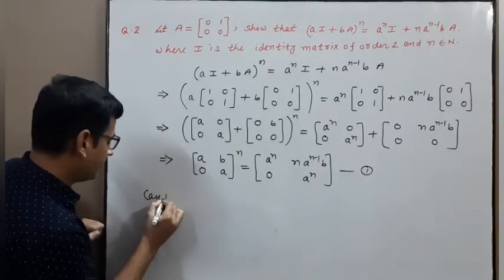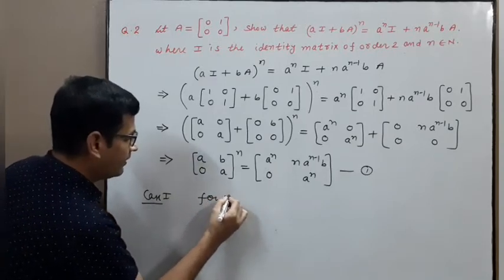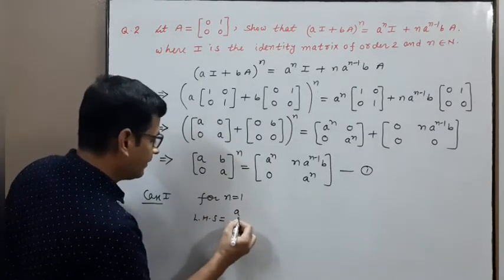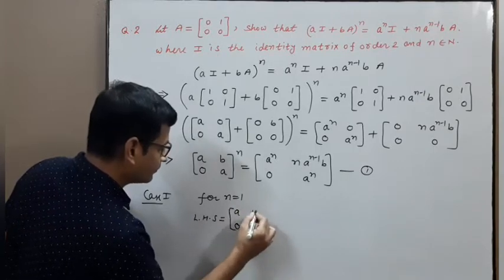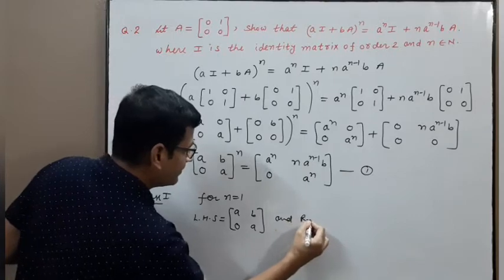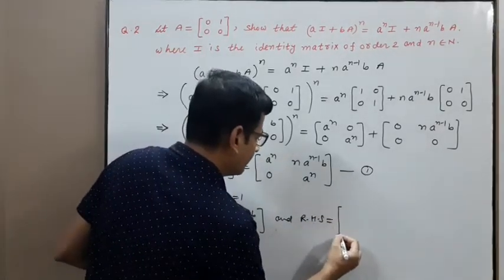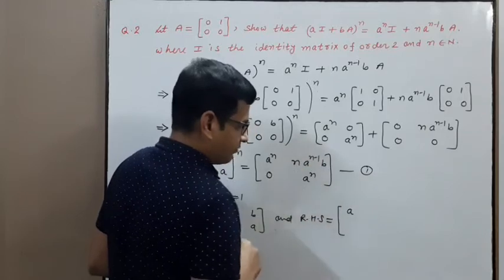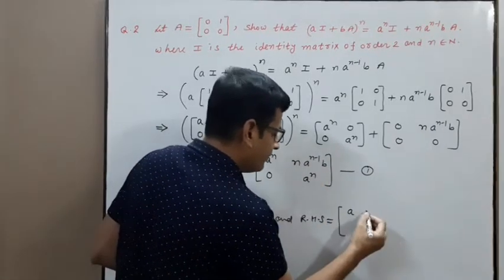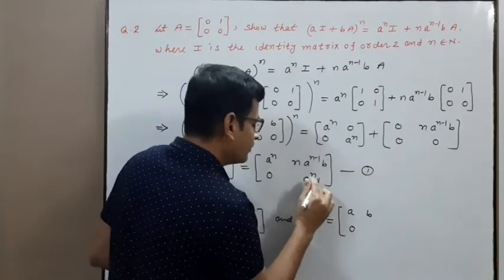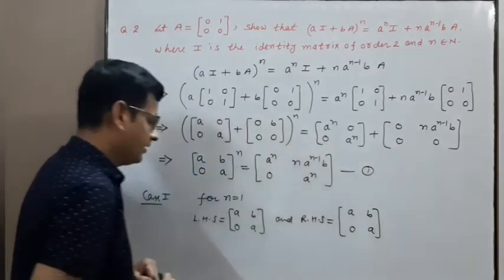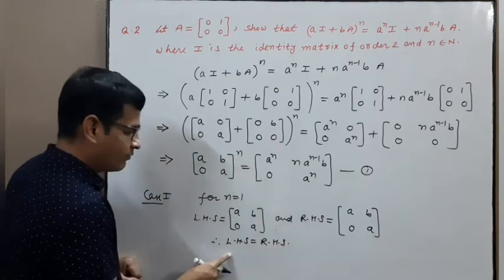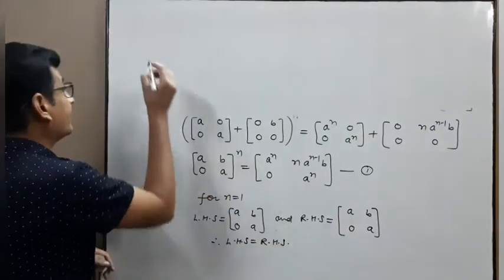Case first. For n equal to 1, the value of the left hand side, putting n equal to 1, is A 0 B A. And the right hand side, putting n equal to 1, is A to the power 1, 1 into A to the power 1 minus 1, A to the power 0 means 1, so we get B 0 and A to the power 1, A. So the left hand side is equal to the right hand side, which means the given statement is true for n equal to 1.